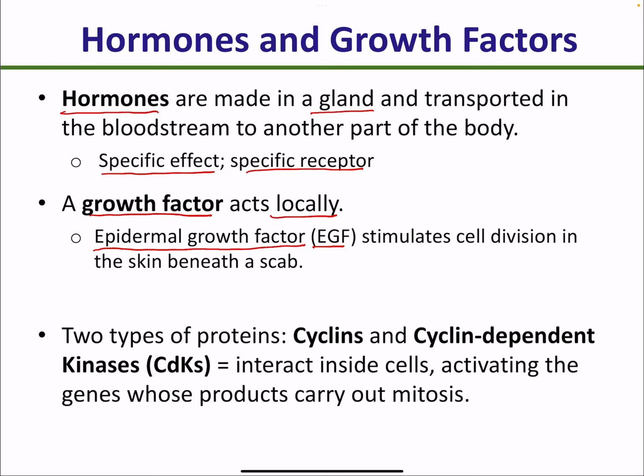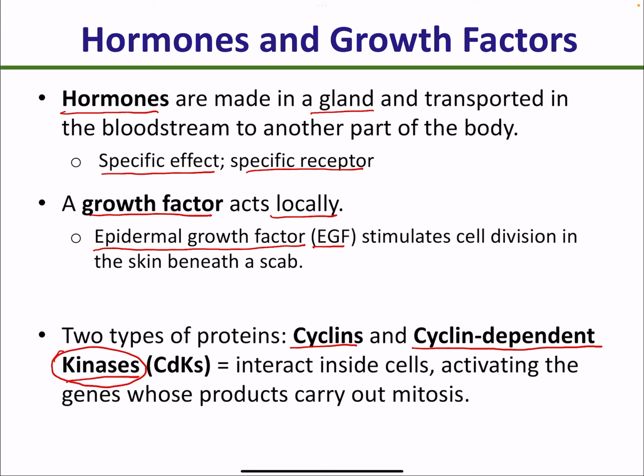Now, in the control of the cell cycle, there are two major proteins that play a key role. One is the cyclins. Cyclins are proteins that are produced during the cell cycle. That's one protein. Another set of proteins is the cyclin-dependent kinases. The cyclin-dependent kinases are enzymes. They are called kinases because they allow phosphorylation. They're going to allow the attachment of a phosphate group to another molecule.